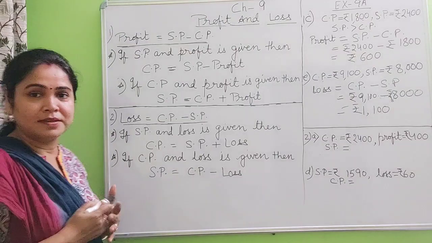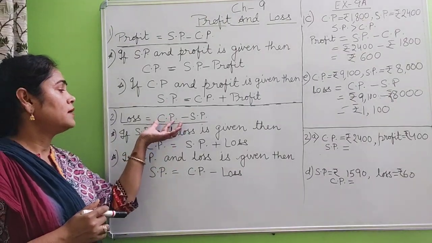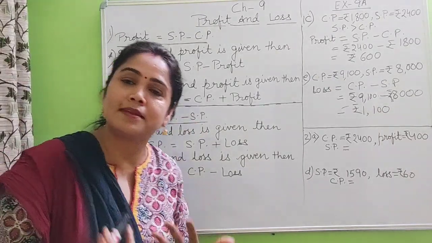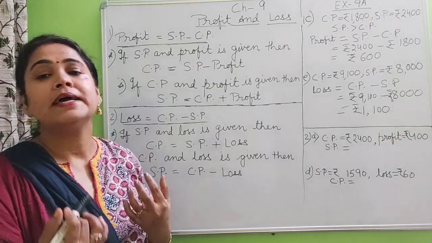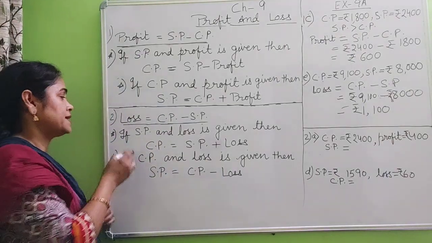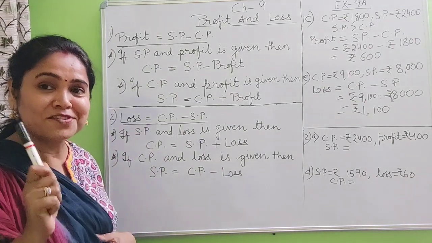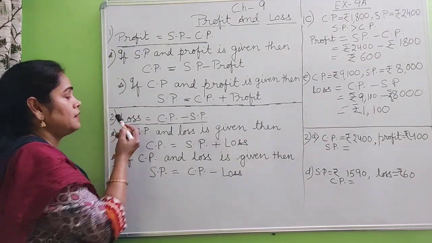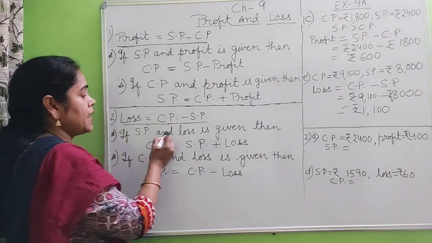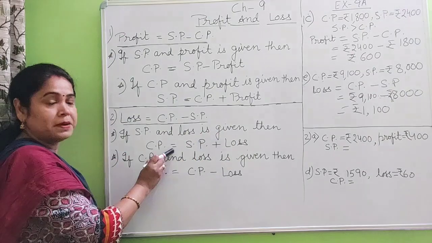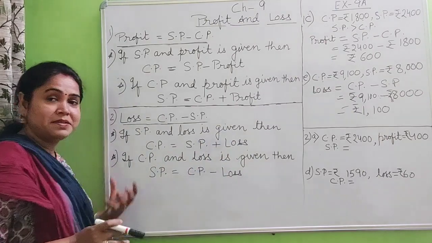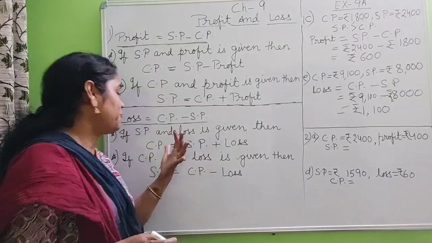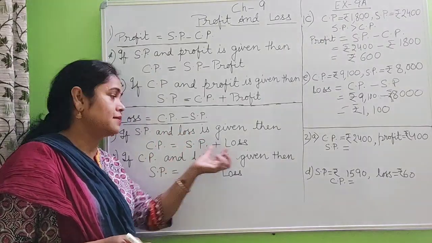Next, the case of loss. Loss occurs when cost price is greater and selling price is smaller. It means the shopkeeper sold the thing at a lesser amount and purchased the same thing at a greater amount. So in that case, when loss is there, always remember that cost price is greater. So if SP and loss are given, then CP will be SP plus loss. In the case of loss, CP is greater, so if we have to find CP, we will add loss to the selling price.